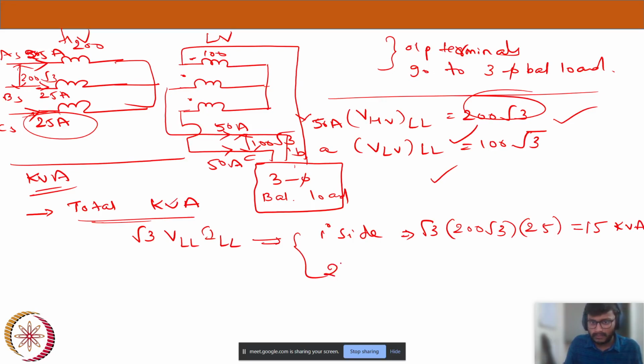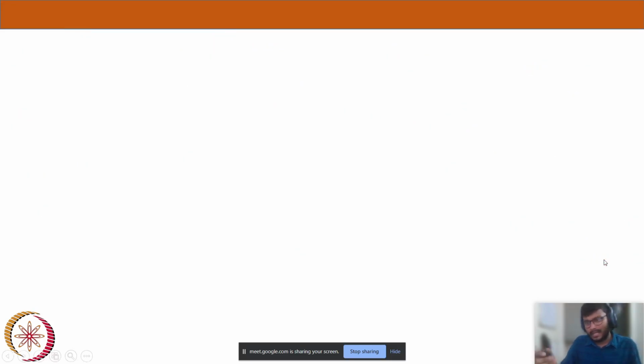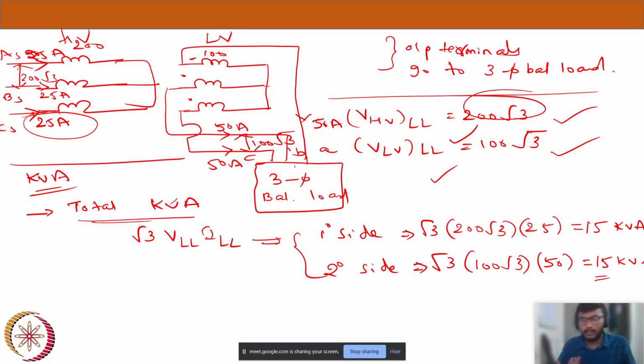Now we can also tally with the secondary side. You can also calculate the total kVA from the secondary side. Let's see what it will come to. So secondary side line to line voltage, the low voltage side, is 100 root 3, and the rated current in the low voltage side is 50. Now root 3 into 100 root 3 into 50, it's again 15 kVA. So kVA should always be balanced, because that's the rule. Whatever kVA is supplied should be delivered to the secondary side. We already saw that in last week's discussion as well. So the total kVA turns out to be 15 kVA.